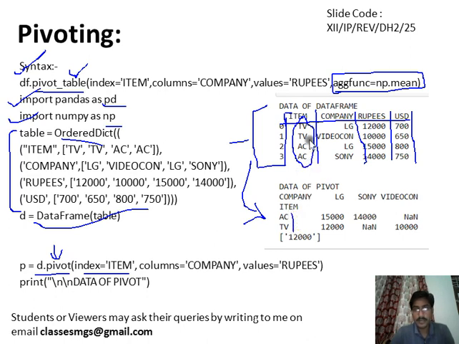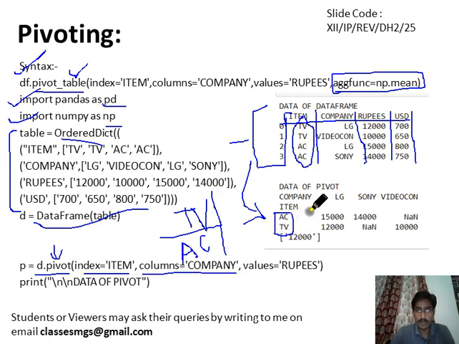data frame. So in the item column, what are the values? TV and AC. Keep this in mind that TV is 2 times in the original data frame and AC is 2 times in the original data frame, but after the pivot method is applied, only the unique values will come here, not the duplicate values. So AC and TV come here uniquely, and columns equals company.